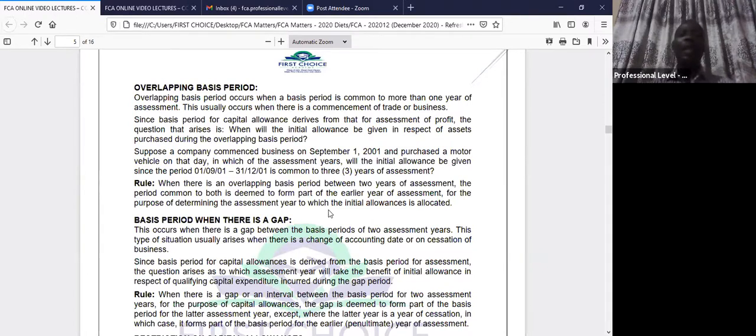Now, in capital allowances, we do not want overlap, because overlap will make us charge initial allowances twice, which is a problem. So if you buy an asset during that overlapped period and you want to charge initial allowance, the problem is which of these periods will you charge the initial allowance? Will you charge it in the first period or in the second period, or will you charge it in both? And that's a problem.